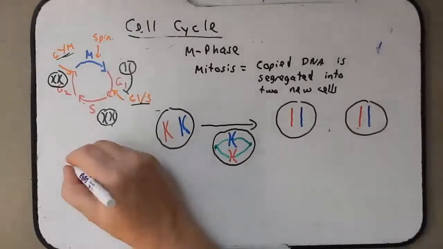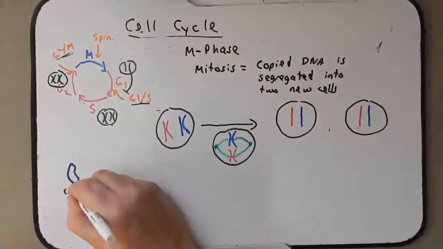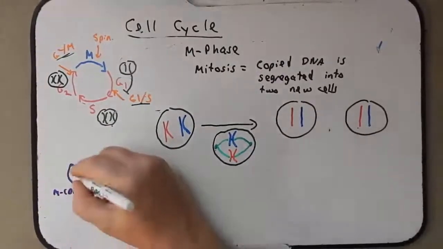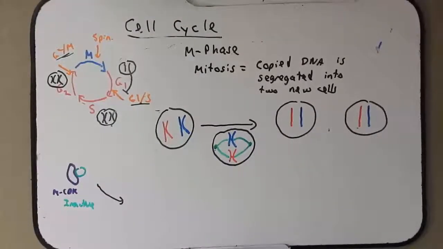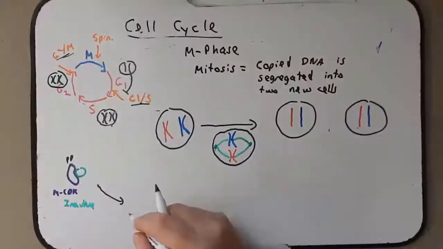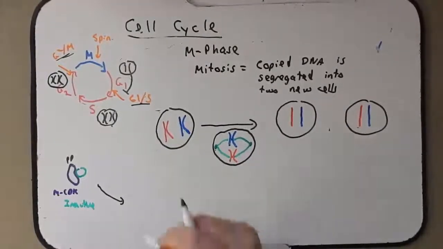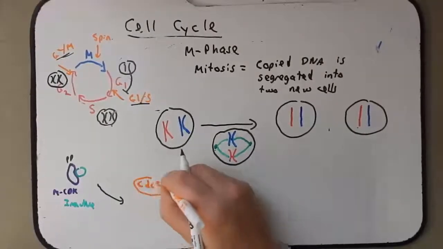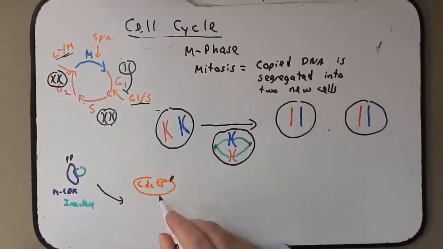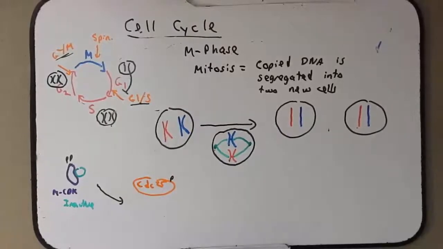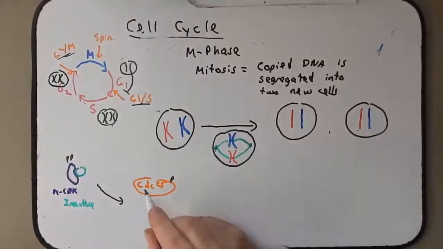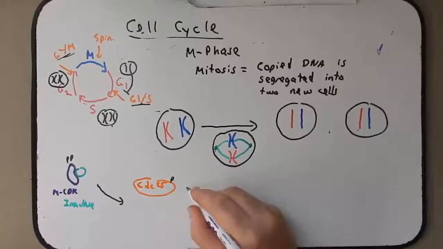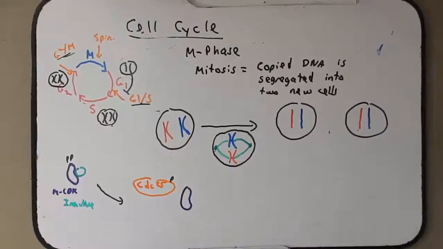So what will happen is we'll have our inactive MCDK, and it will be bound to the cyclin. So this is inactive. It becomes active by being dephosphorylated. So I should put some phosphate groups here. It gets dephosphorylated by CDC25. CDC25 is activated when it's been phosphorylated, and I'll talk in a moment how it gets phosphorylated. So CDC25 is a phosphatase, and it will remove these phosphate groups, activating our MCDK. Now we have an active MCDK.